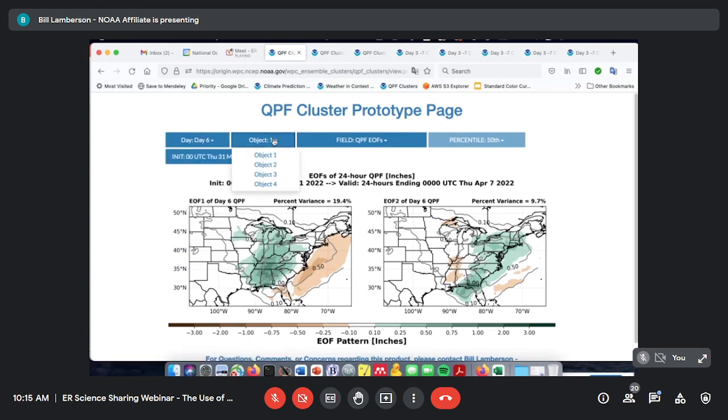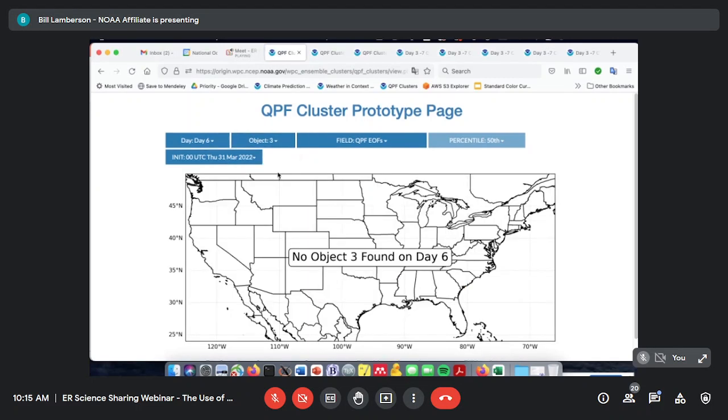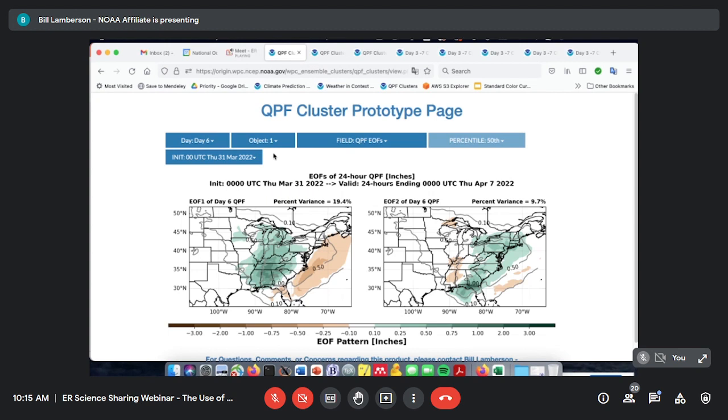Here, since we're looking at QPF objects, here are the 4 different objects. We have it default to 4. Most days there's only 1 or 2 objects. So if you go to object 3 and there isn't an object 3, it'll just say no object found. But at least for day 6, we do have an object for object 1, and that's over the Eastern US.